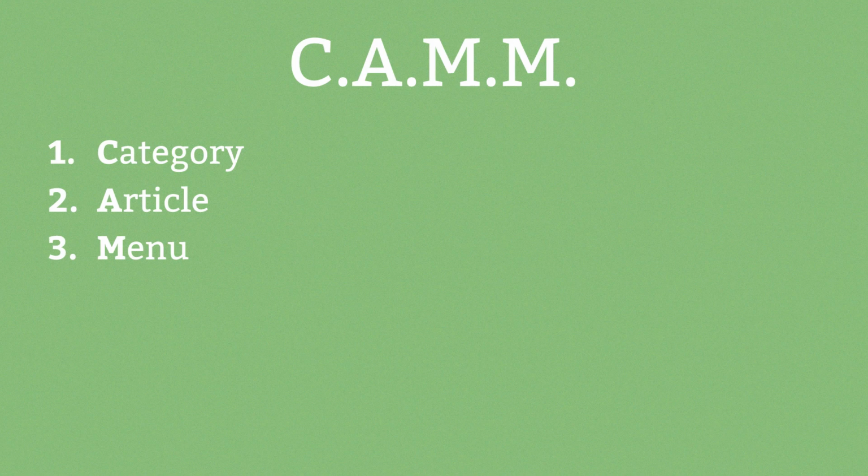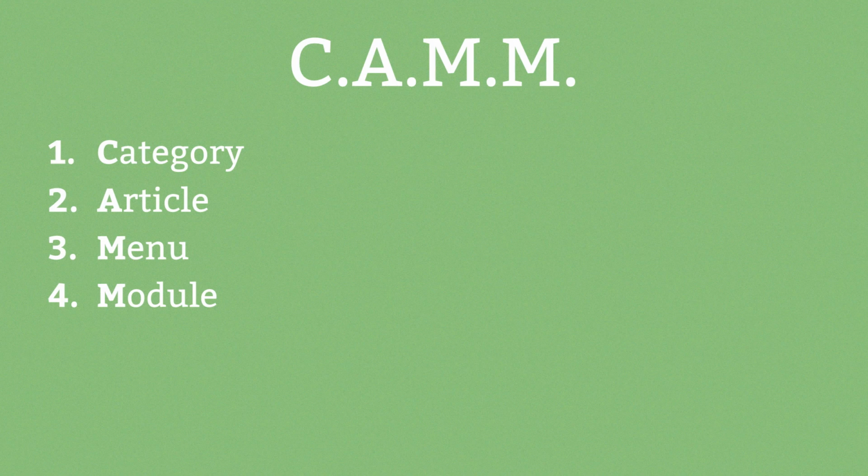Let's recap the steps of CAM. The C in CAM is for category. Joomla articles are stored in categories. This is a bit like folders and files on your computer. A is for articles. Your primary content items are created via Administrator's Article Manager. The first M is for menu. Joomla pages are constructed using the Menu Manager. The second M is for module. Menus are displayed on a page via a menu module.